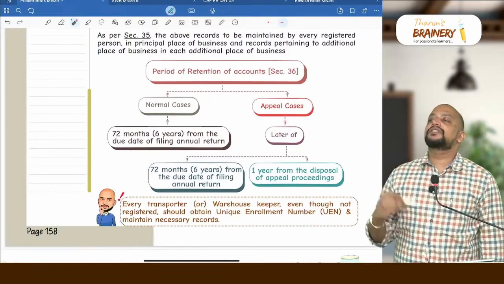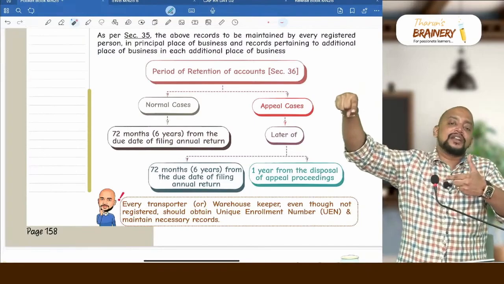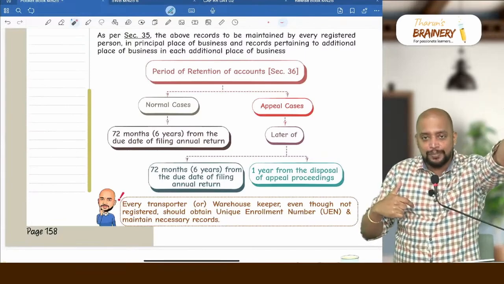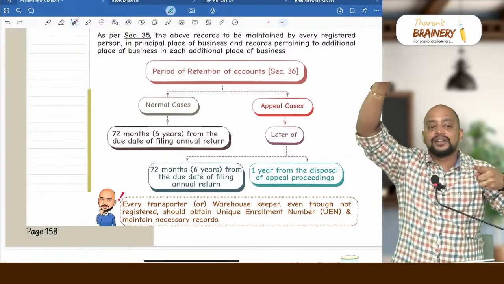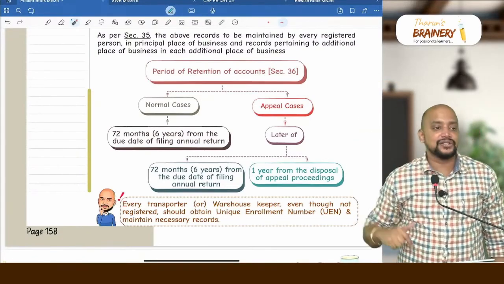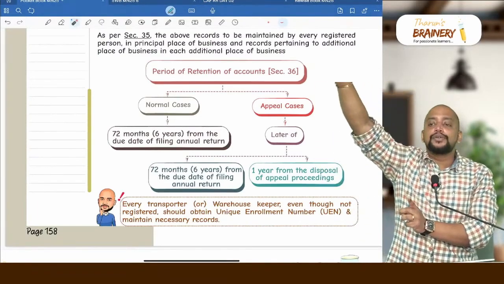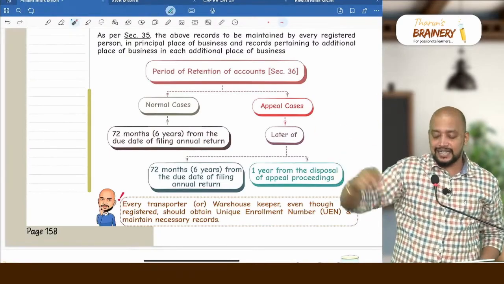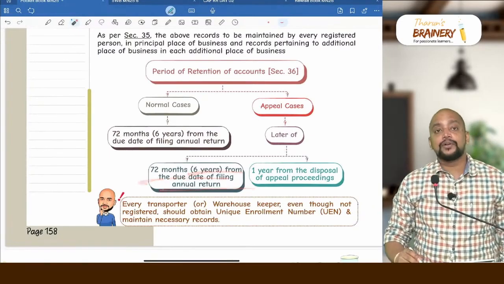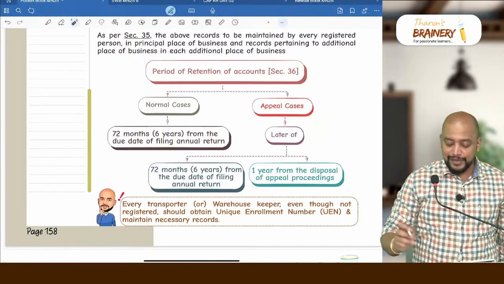Suppose for a particular financial year we went for appeal, then the appeal outcome will come. Appeal outcome plus 1 year we need to maintain accounts and records, because it so happened that we got the appeal decision but the department may go for appeal. At that time the next appellate authority will ask for the records. At that time we will say no sir, accounts are not there. Then practically they cannot pass the decision for that reason. So 1 year from the outcome of the appeal or 6 years from the due date of annual return, whichever is later. Again another place where we are coming across the later provision. So 6 years from the due date of filing annual return or 1 year from the disposal of appeal proceedings, whichever is later. For this period we need to maintain accounts and records.